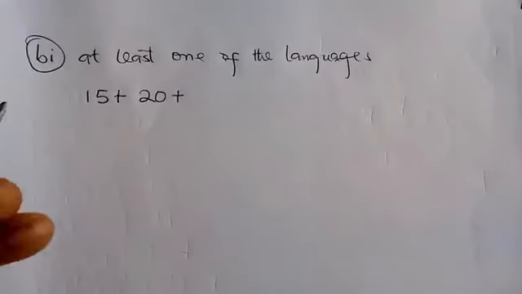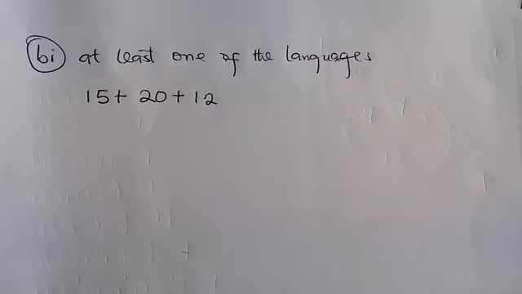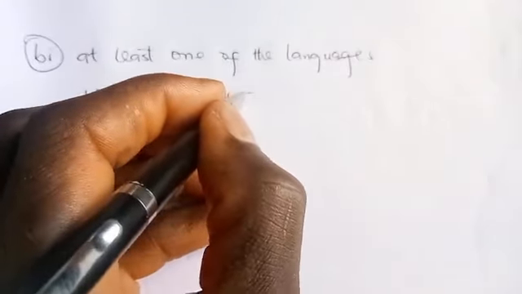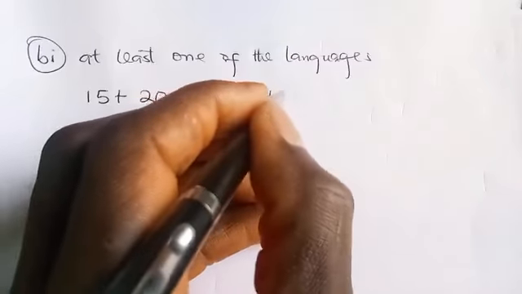Okay, for one of the languages, we are going to add the number of those that offer German only, that is 15, plus the number of those that offered French only, we have 20. The number of those that offered Spanish only, we have 12. The number of those that offered French and German, we have 5.